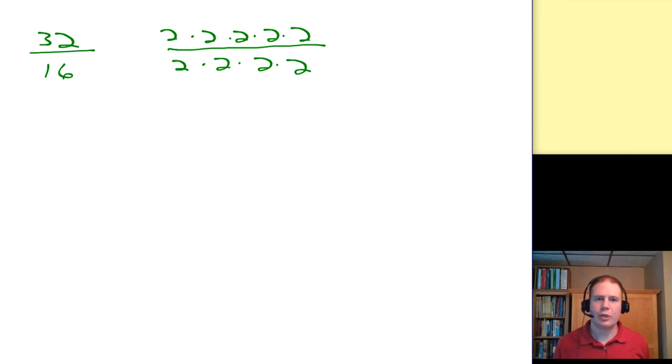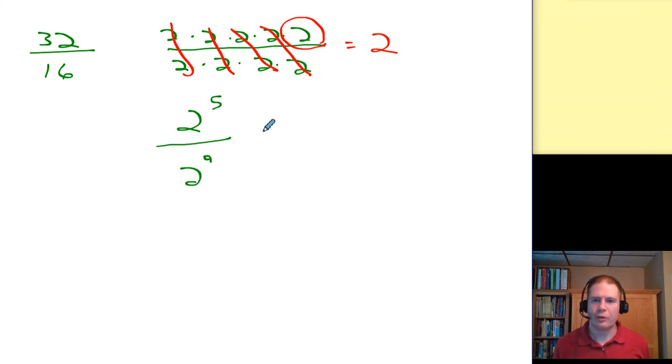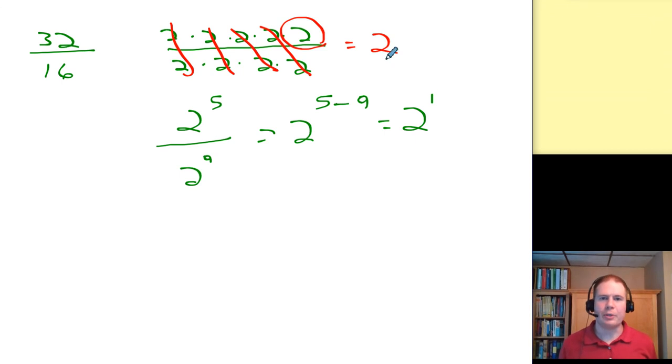So how many of those cancel? All but one of them. I only have 1, 2 left. If I wrote that out in the exponent version, 2 to the fifth divided by 2 to the fourth, I'm going to subtract 4 from 5. 5 minus 4 is 1. Right? 2 to the 1st power is 2. This 1 is telling me how many 2's I have.